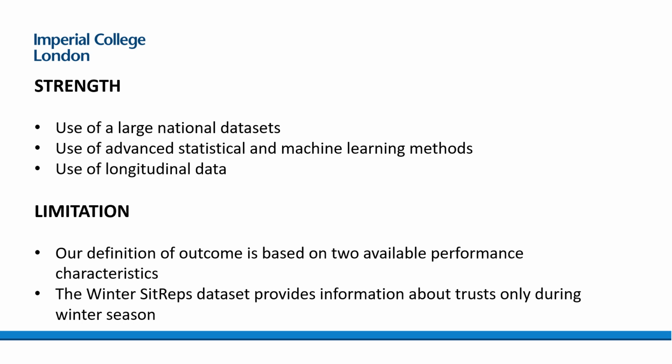However, our study has a few limitations. First, our definition of outcome is based on two available performance characteristics. Performance characteristics like cancelled elective or urgent surgeries were not available on a daily basis. These measures are only published quarterly. However, we believe that the 4-hour target is an important measure and can show a trust's ability to meet demands.